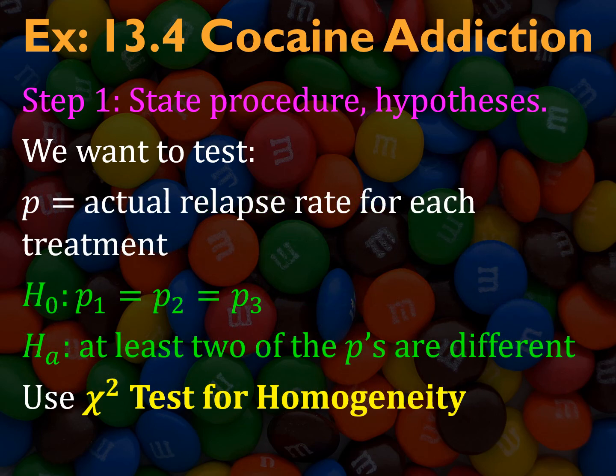You can also phrase it as proportion. So if we call P the actual relapse rate for each of the treatments, the null is that all 3 proportions are the same. Alternatively, at least 2 of those proportions are different. So you can frame your hypotheses either way. Most times people just use the words, but if you want to use the symbols, that's fine too.